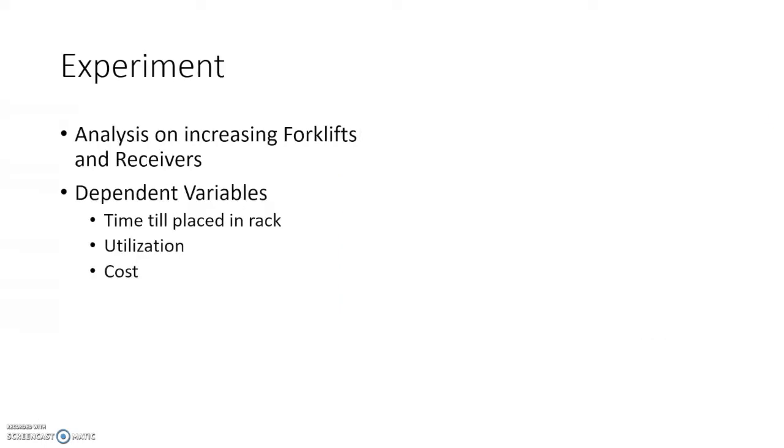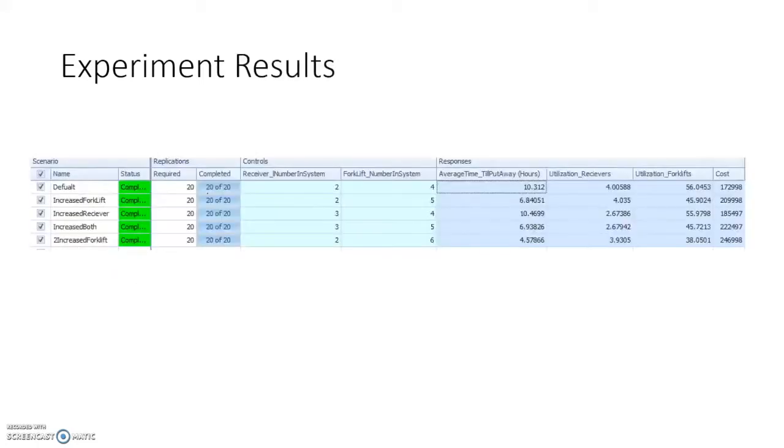We also ran an experiment on whether increasing forklifts and receivers would have an impact on time placed on a rack, utilization, and cost. We found, by running 20 experiments of 4 different cases, that all of them did have an impact on time. All of them decreased time by a higher percentage than they increased the cost, meaning that these would help optimization.